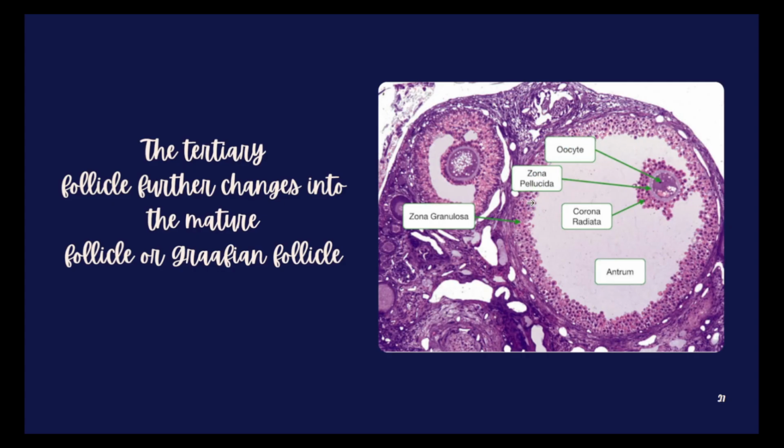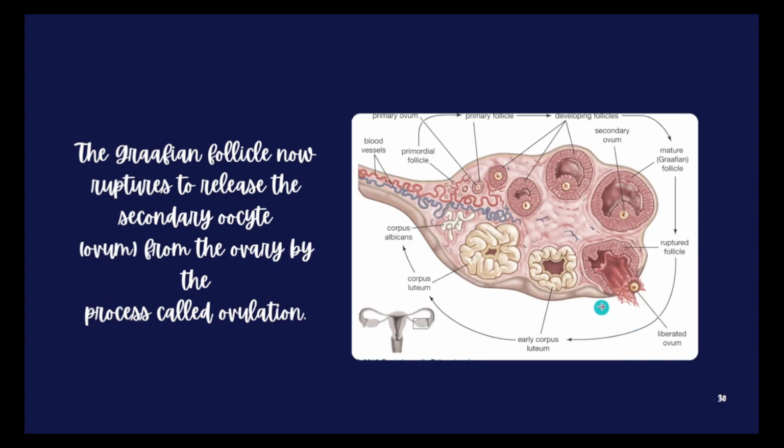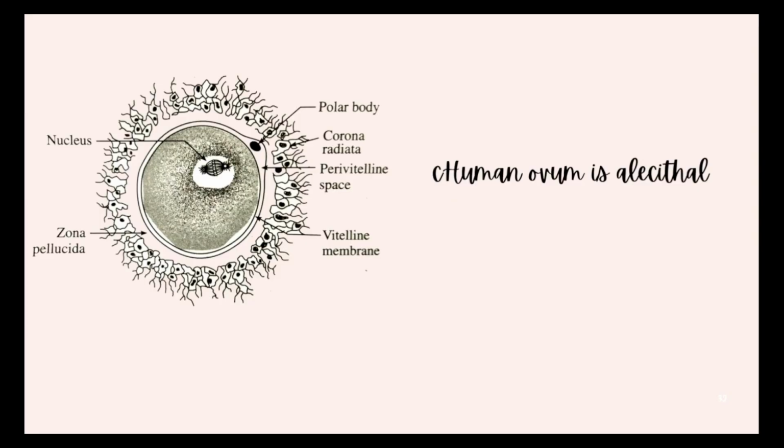The secondary oocyte forms a new membrane called zona pellucida around it and starts the second meiotic division, but it remains suspended in metaphase 2. At this stage, the Graafian follicle ruptures to release the secondary oocyte from the ovary. The release of the secondary oocyte from the ovary is called ovulation. The liberated human ovum is alecithal, that is, it lacks yolk.